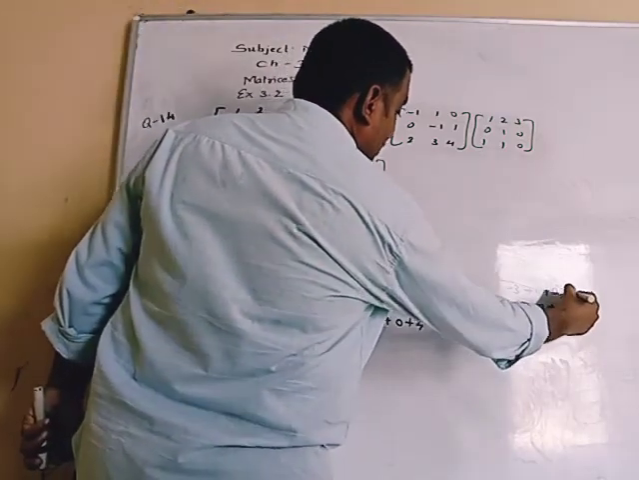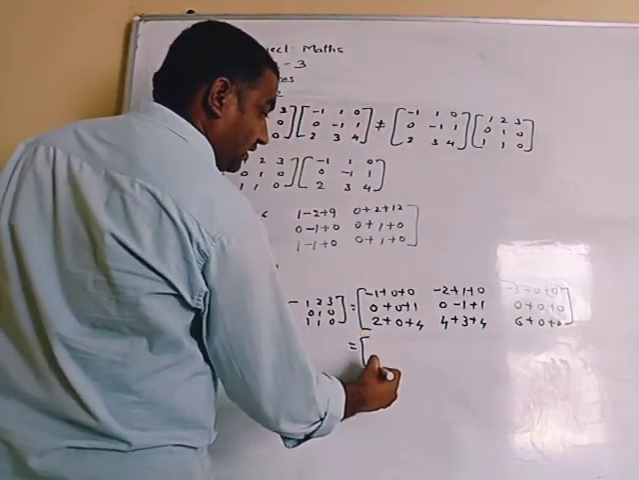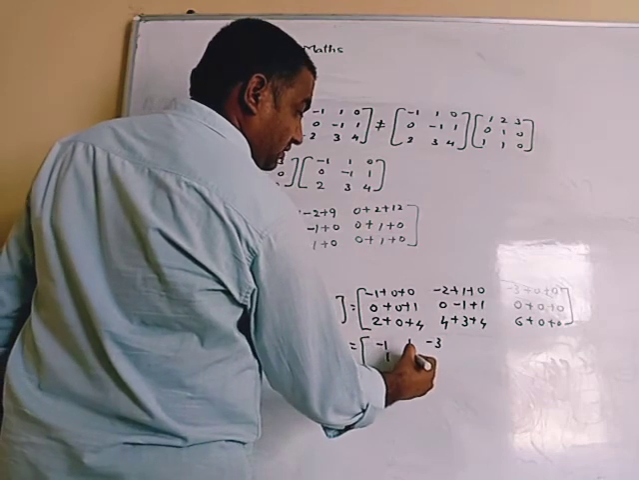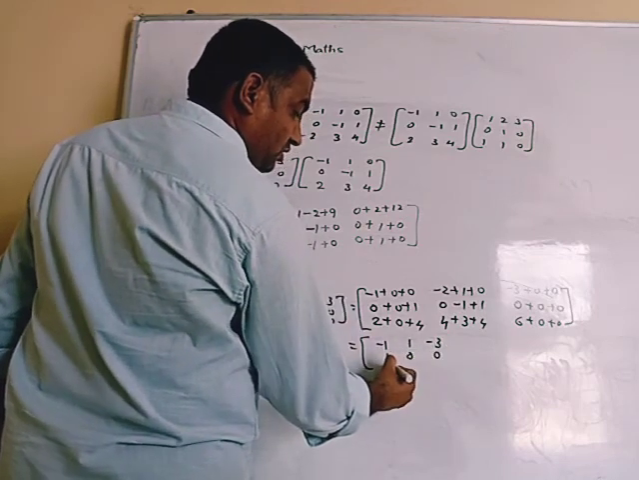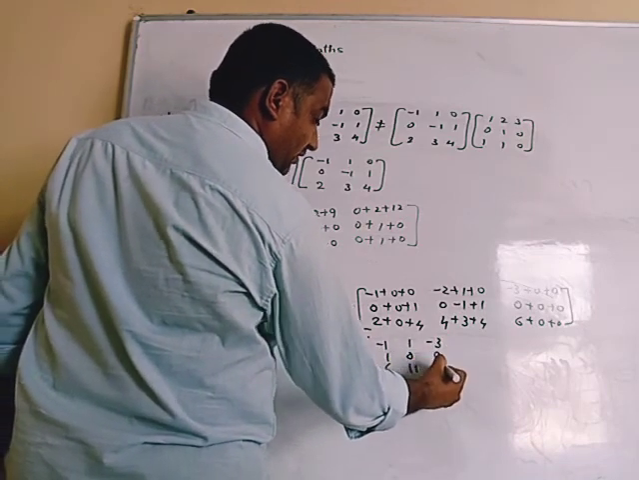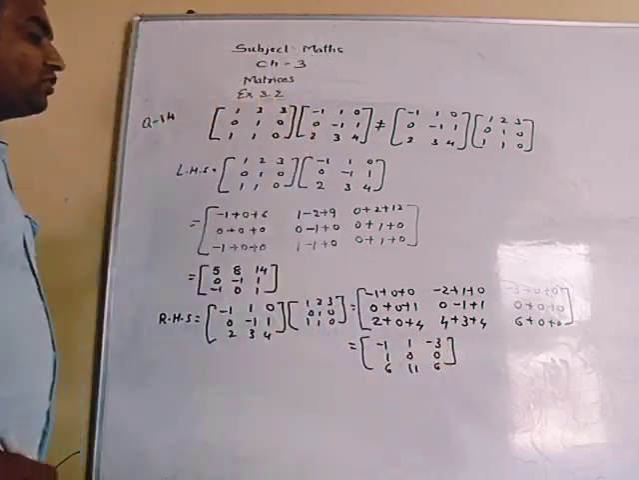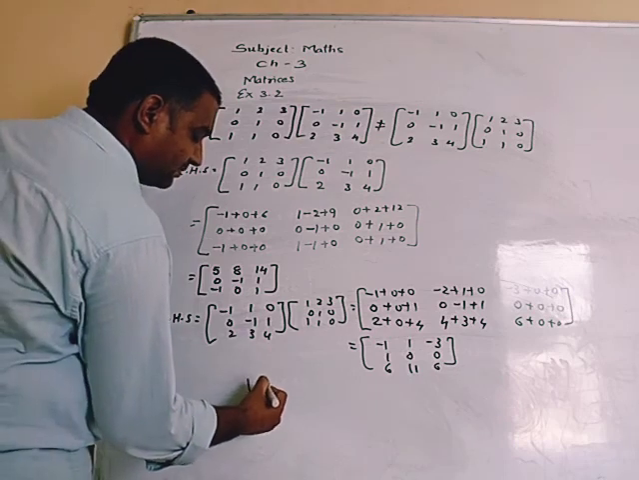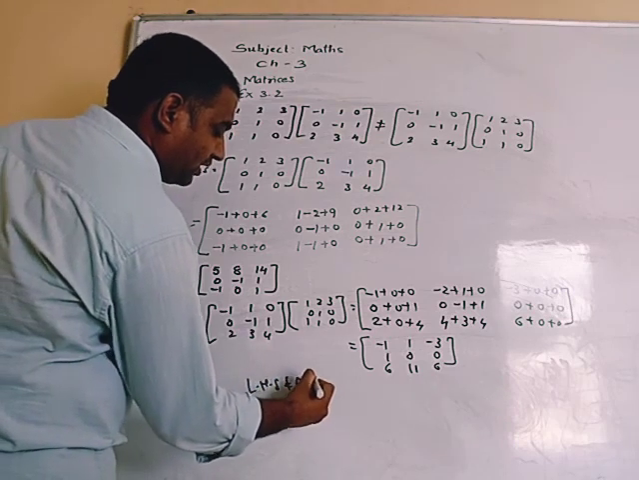are 0. Now we add them, then we get minus 1 1 minus 3, 1 0 0, 6 8 3, 11 6. So we can see that the two matrices are not equal. So LHS is not equal to RHS.